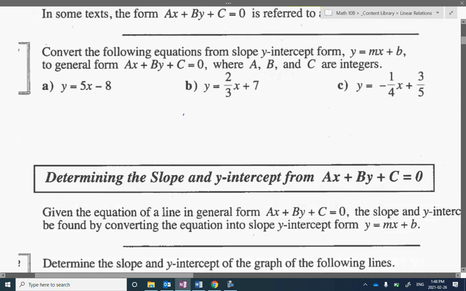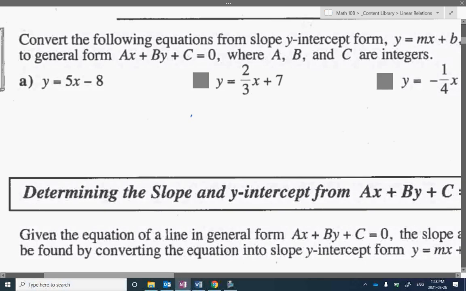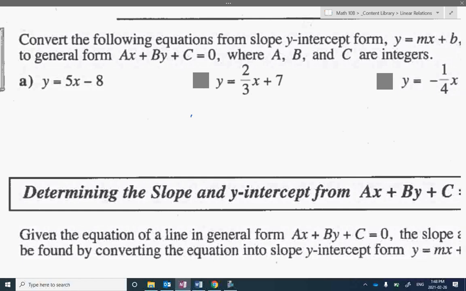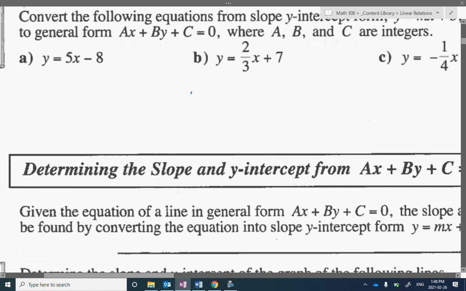So this first point here, convert to general form. At the end of the day, when we're converting to general form, we're just making it equal to 0. It doesn't matter which side of the equation 0 is on. So it could be on your far left side, it could be on your far right side. Do whichever option's easiest. So in this case, if I subtract y from both sides, I get 0 is equal to 5x minus y minus 8.